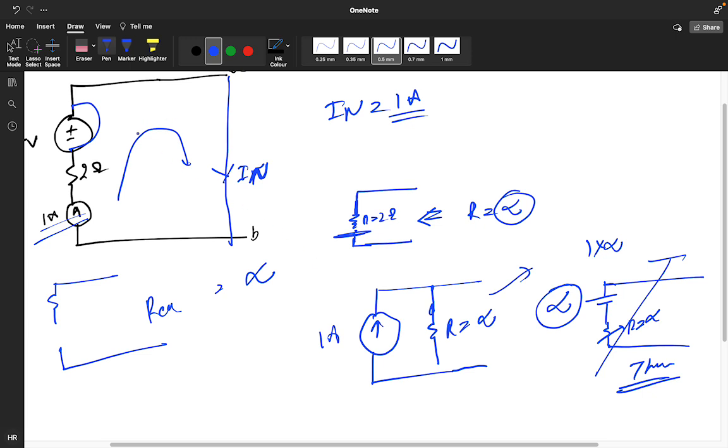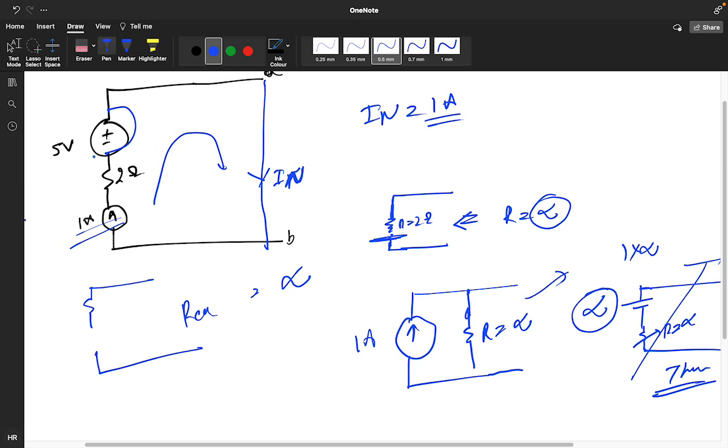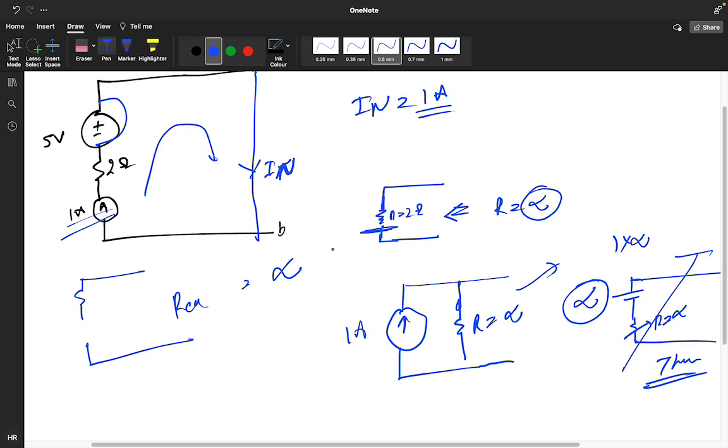Whenever you have a voltage source and a current source in series in a circuit, you cannot develop the Thevenin's equivalent for that circuit. But you can develop the Norton equivalent. So the Norton equivalent we can develop, but Thevenin's is not possible in this circuit.